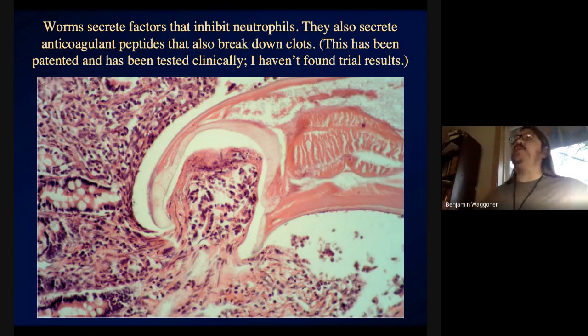These worms actually secrete a lot of substances. There are some that inhibit the immune response. I came across a whole paper on things that hookworms secrete. Some of them inhibit neutrophils. That's the population of white blood cells that's usually mobilized when you get a parasite. They also secrete anticoagulant peptides. The anticoagulants work in a unique way. They inhibit a clotting factor that others don't. The anticoagulant has been patented and tested clinically as a clot-busting drug.